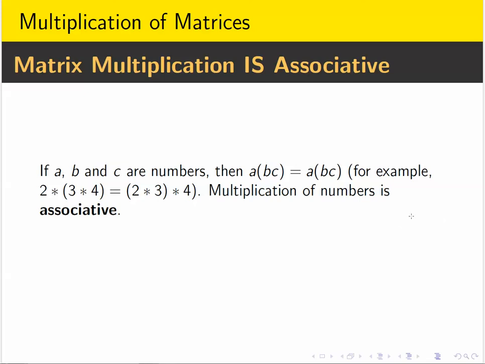So with numbers, again, this is a property that always works. If I multiply 3 and 4 together and then multiply that by 2, I'll get the same thing I would if I multiplied the 2 and the 3 together first and then multiplied by 4. That property is called associativity. Multiplication of numbers is associative, and multiplication of matrices is also associative.